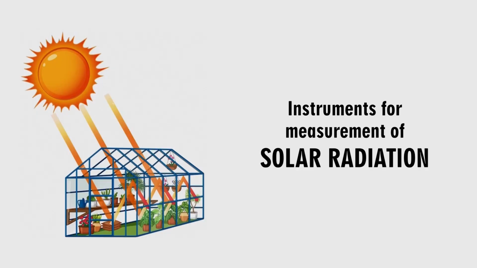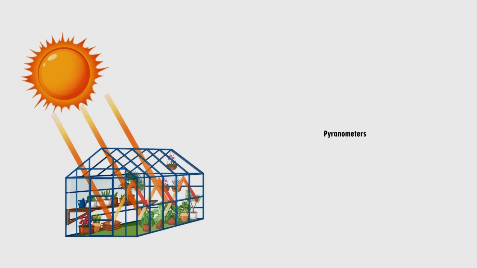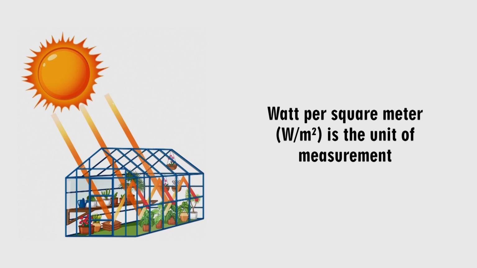and wind formation. Solar radiation is measured on a horizontal surface by instruments such as the pyranometer, pyroheliometer, sunshine recorder, and solarimeter. The unit in which solar radiation is measured is watt per meter square. So you can say this watt per meter square is the unit of solar radiation.